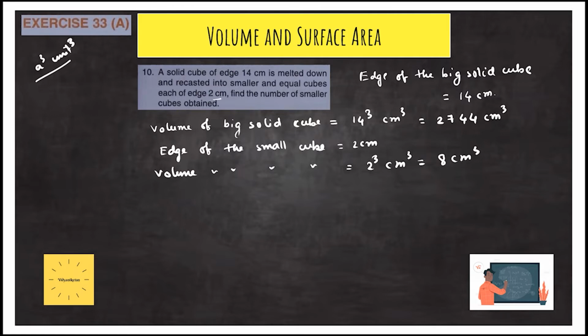Now it is easier, like we are melting down the big solid cube to form the small cubes. So ultimately the number of cubes will be, again just like the previous, 2744 divided by 8, and here no unit will be there because it is a number. So ultimately we are getting the answer to be 343. So the number of smaller cubes we will obtain is 343. So this is the answer of this question.